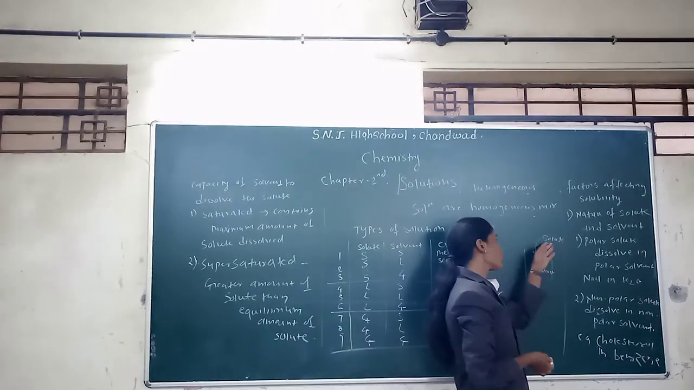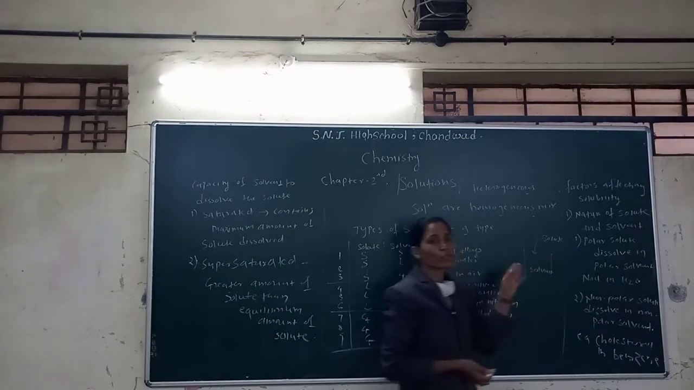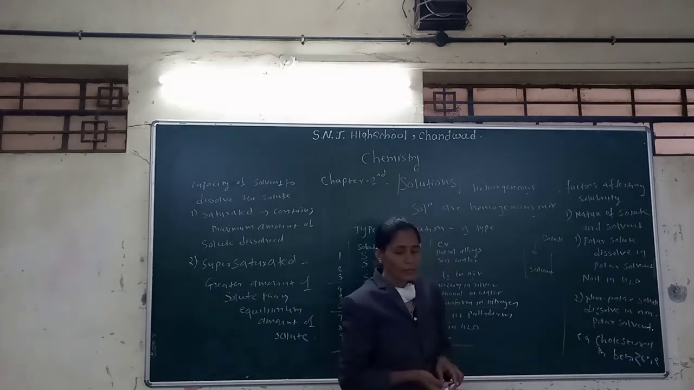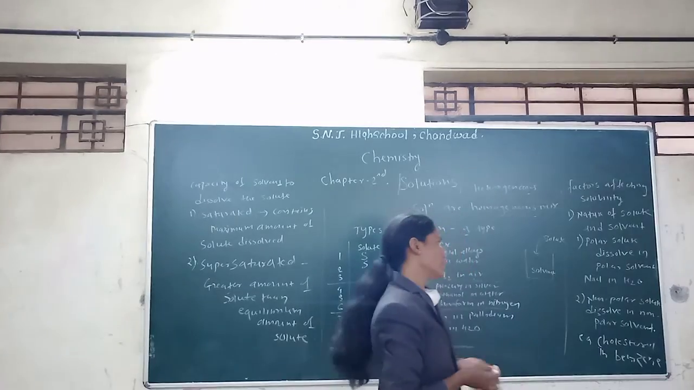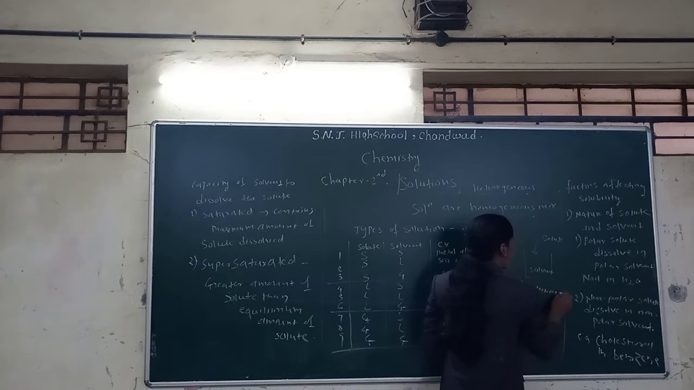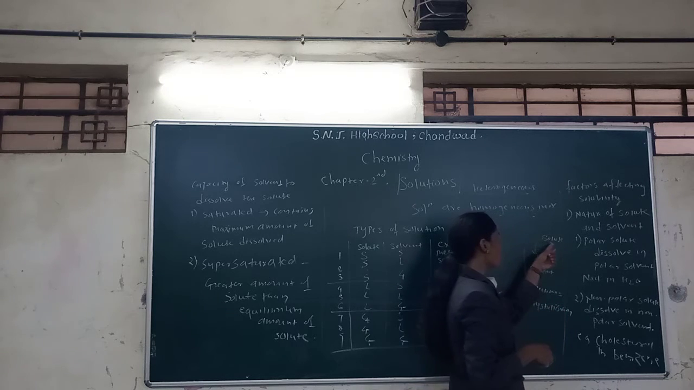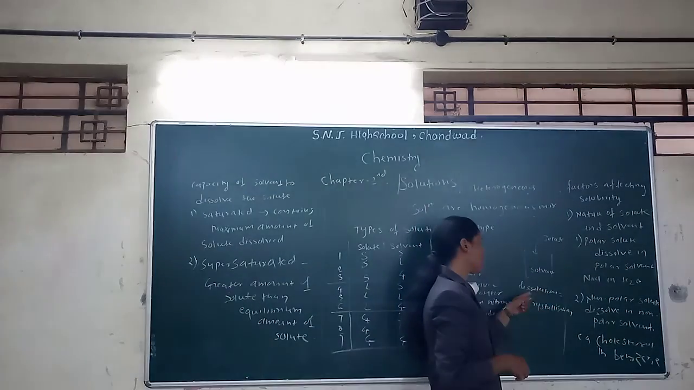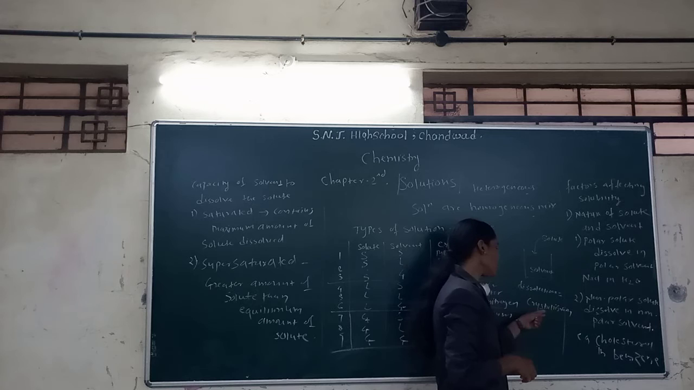When solute is added to the solvent to form a solution, equilibrium is established between dissolution and crystallization. Means the rate of dissolution of solute is equal to the rate of crystallization. Crystallization means the amount of dissolved solute is equal to the amount of undissolved solute, that is, dissolution and crystallization.